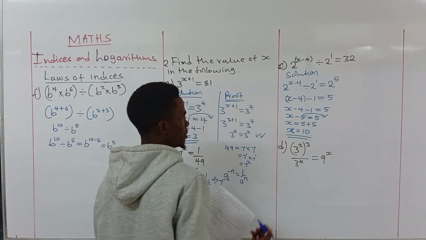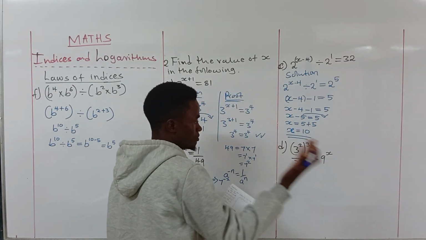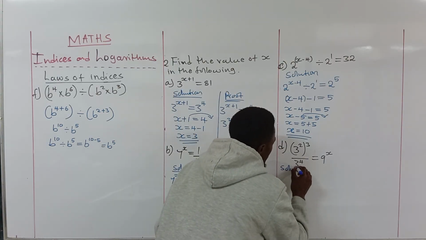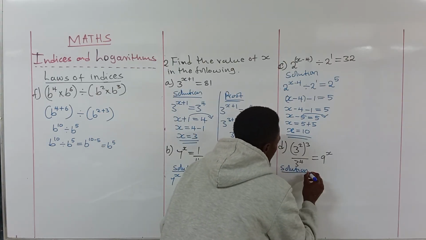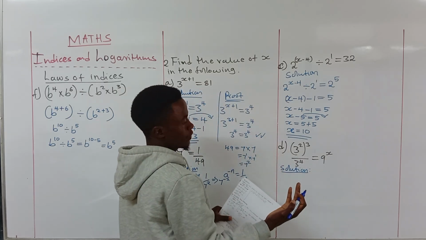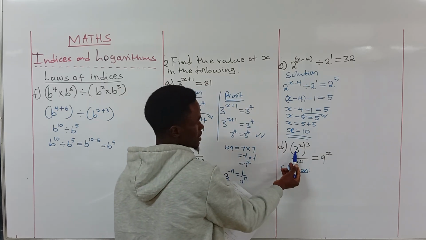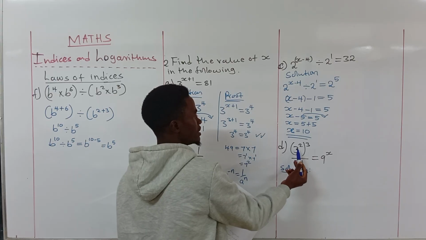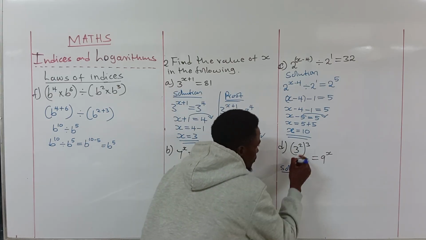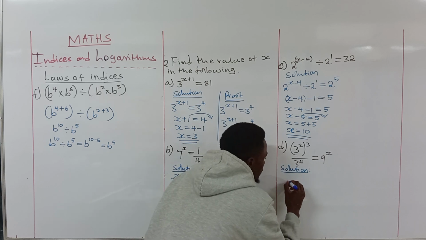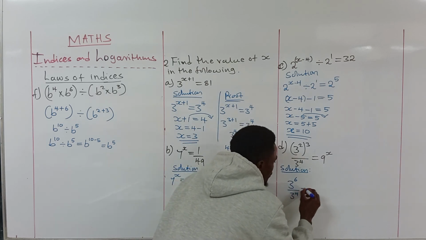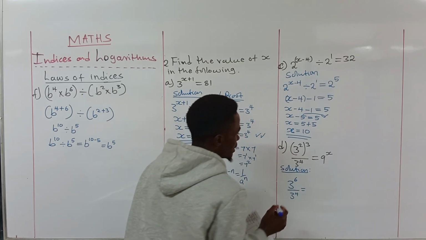So the first thing we can probably do is make the bases the same. So we have our solution. As we do the powers, we are going to solve it. This is a power of a power, so it's going to be 3 to the 2 times 3, which is 6. So for the upper one, it's going to be 3^6 divided by 3^4 is equal to 9^x.